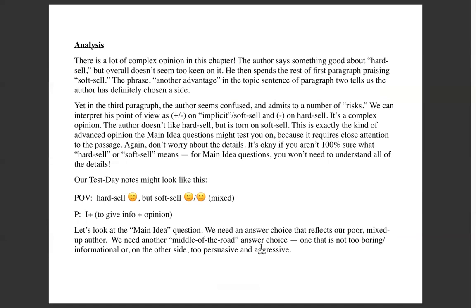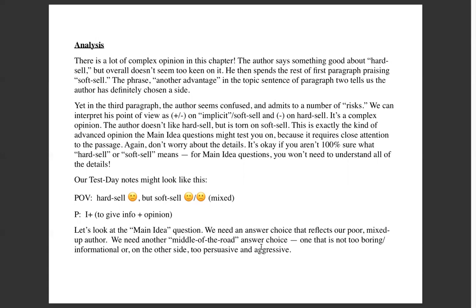It really doesn't matter what the specific topic is and whether or not you're familiar with it. It's about these keywords. So our notes could look something like, point of view, maybe hard sell, like sad face, but soft sell, maybe like happy face, and sad face. He's got a mixed point of view.